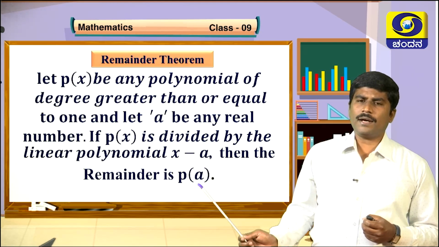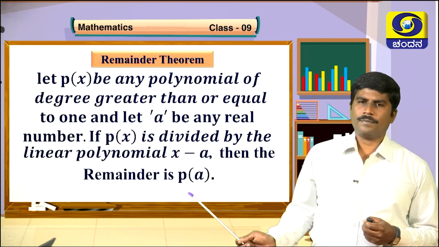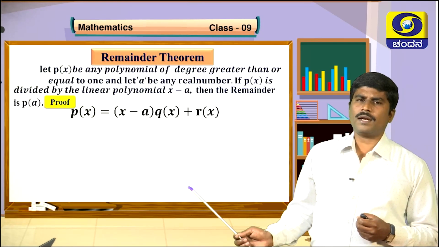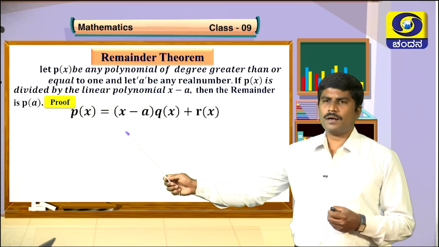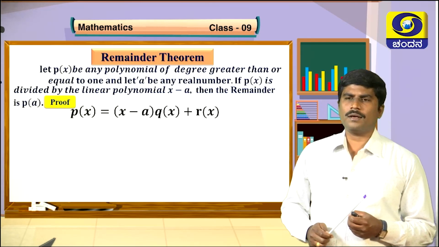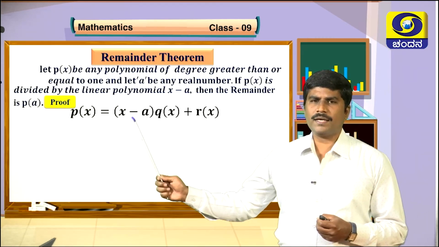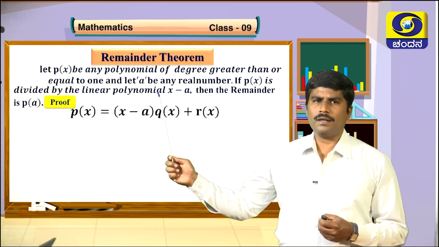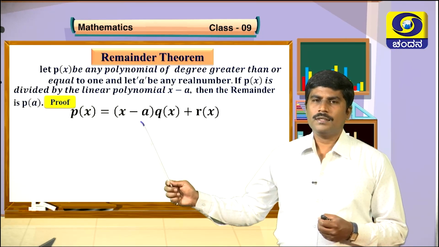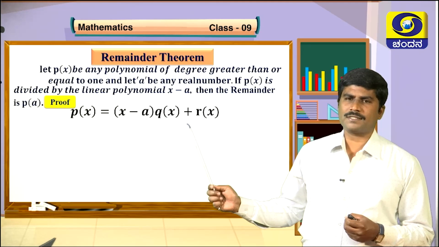So then the remainder you will get is p of a. This you can easily understand, so we are doing some proof work here. Let us understand: p of x is equal to (x minus a) q of x plus r of x, a linear polynomial x minus a.